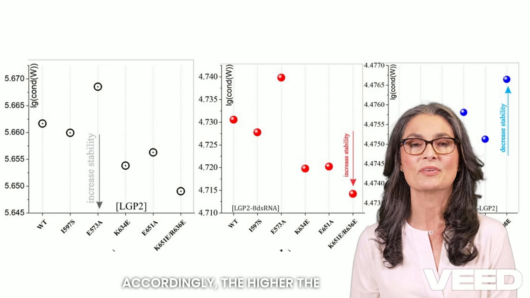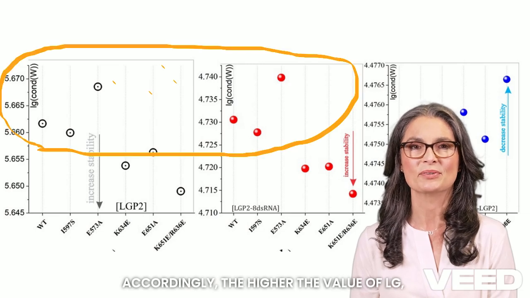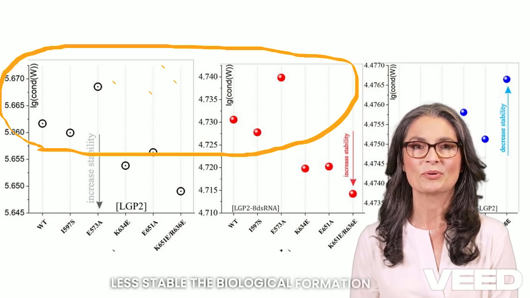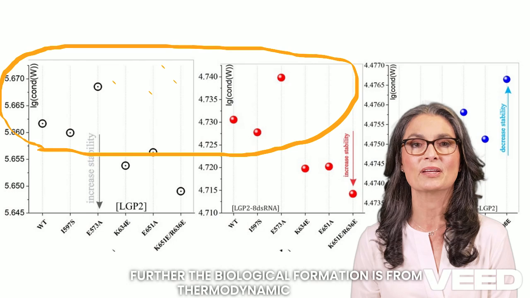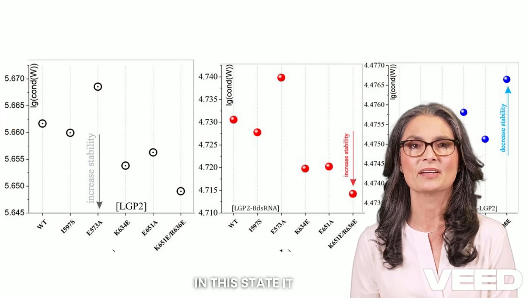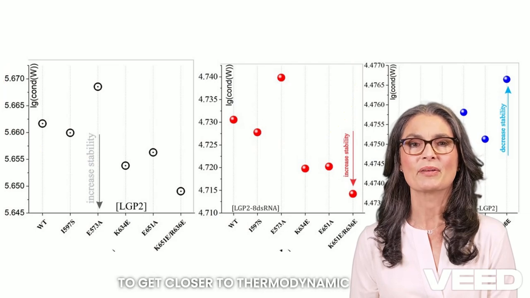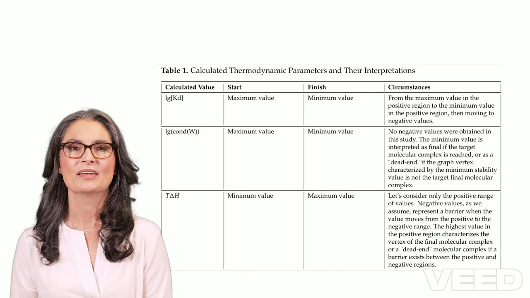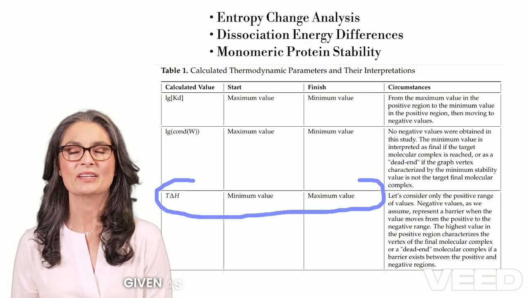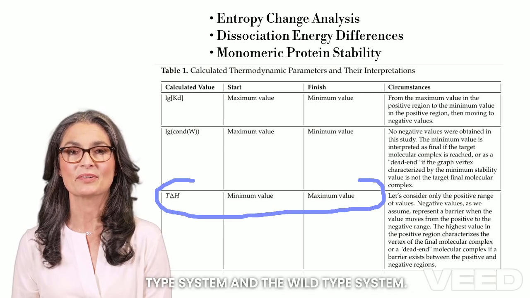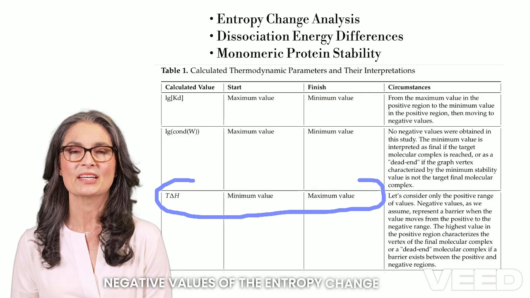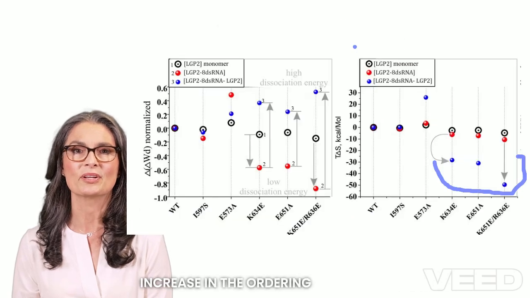Accordingly, the higher the value of Lg_dW, the less stable the biological formation is, and the further the biological formation is from thermodynamic equilibrium. In this state, it will be in search of further chemical reactions in order to get closer to thermodynamic equilibrium. Change in entropy in this paper is given as the difference between the mutant type system and the wild type system. Negative values of the entropy change signal an increase in the ordering of the system.